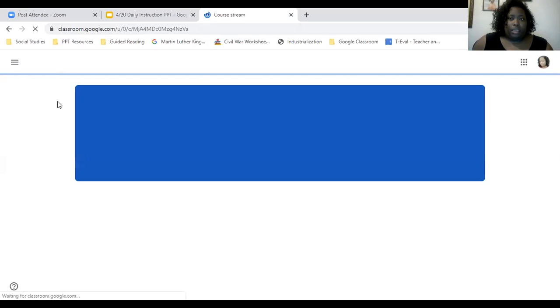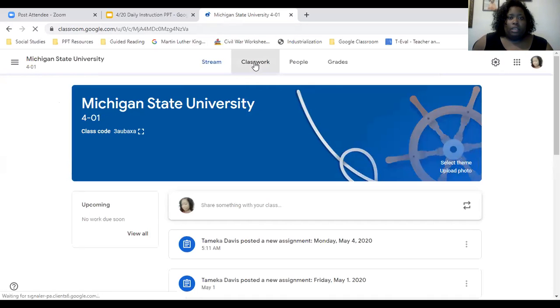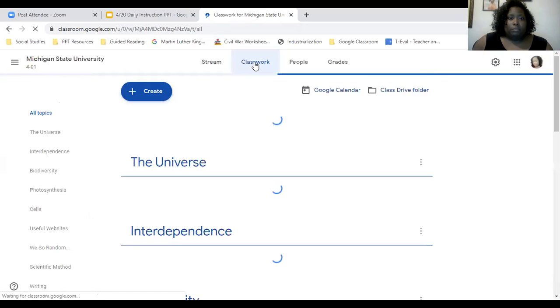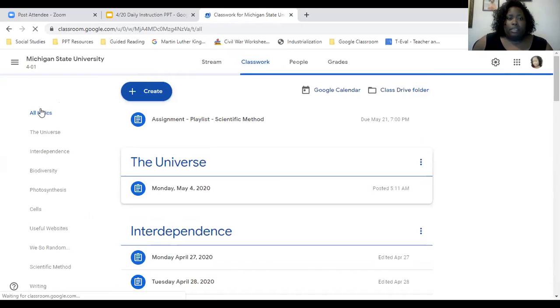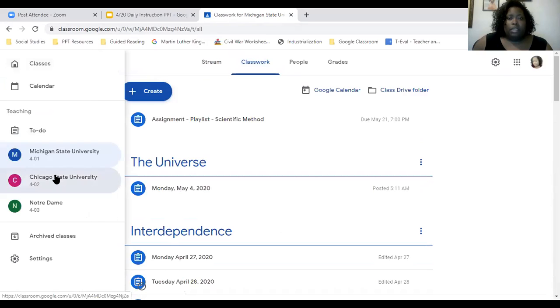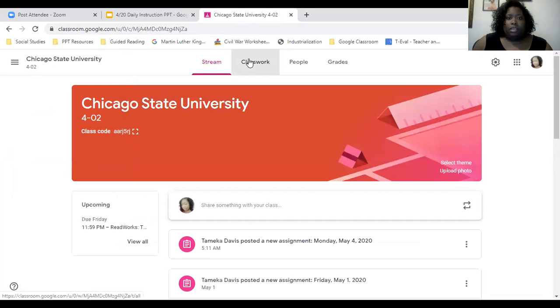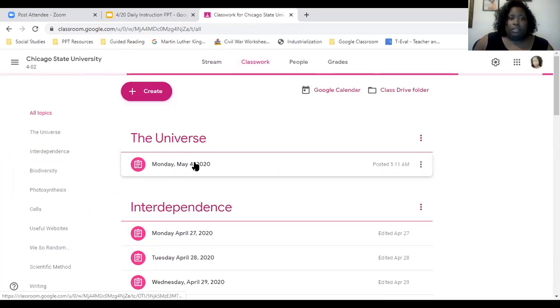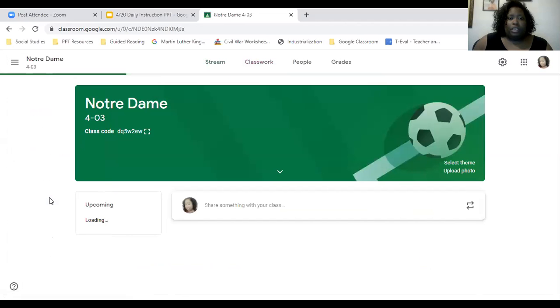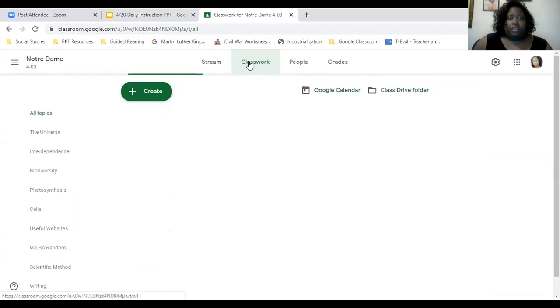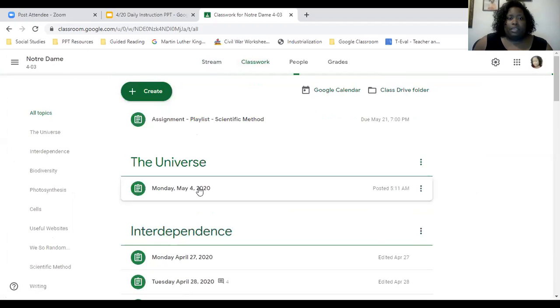All right, so when you get to Google Classroom, you will be immediately taken to your class. From there, let's click Michigan State. From there, you will click the classwork tab, look for this week's topic, the universe, and today's date. The same thing is also in Chicago: classwork tab, universe, today's topic, and today's date. And then also in Notre Dame: classwork tab, the universe is our topic and today's date.